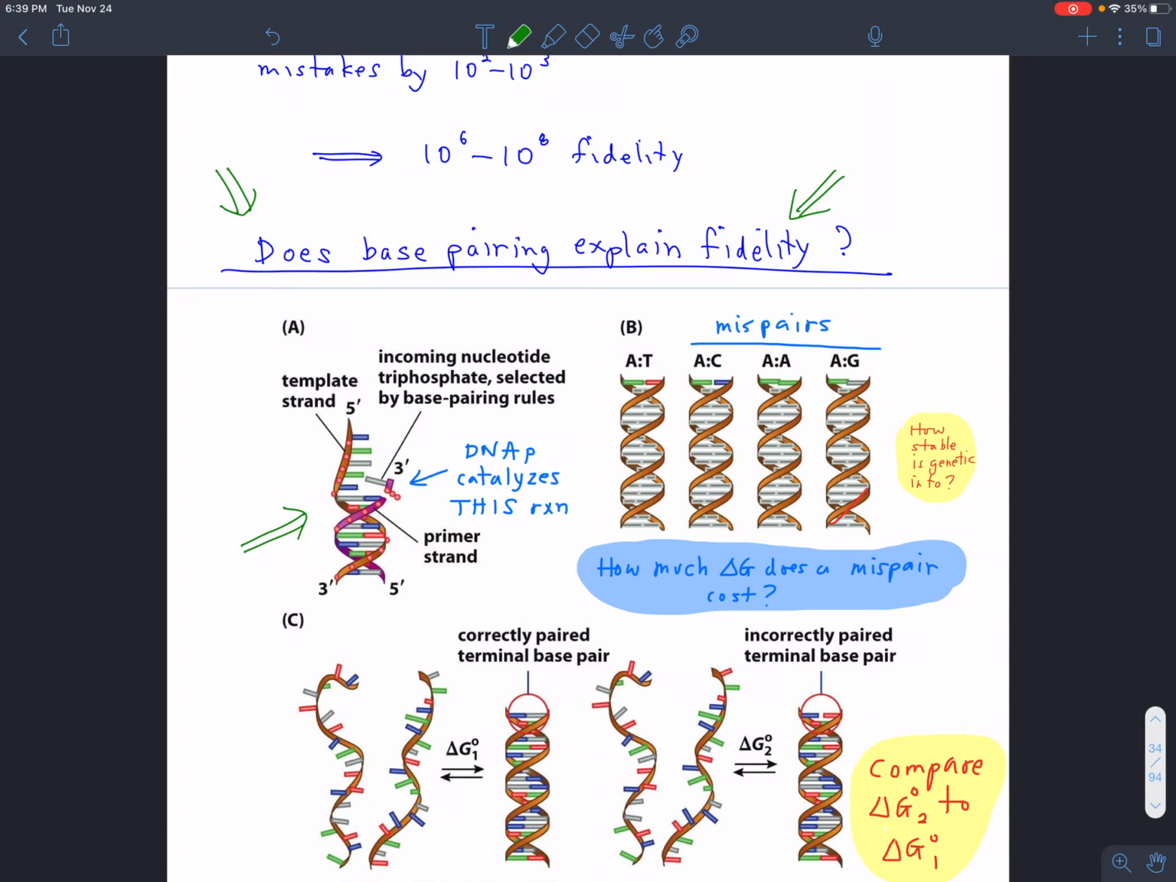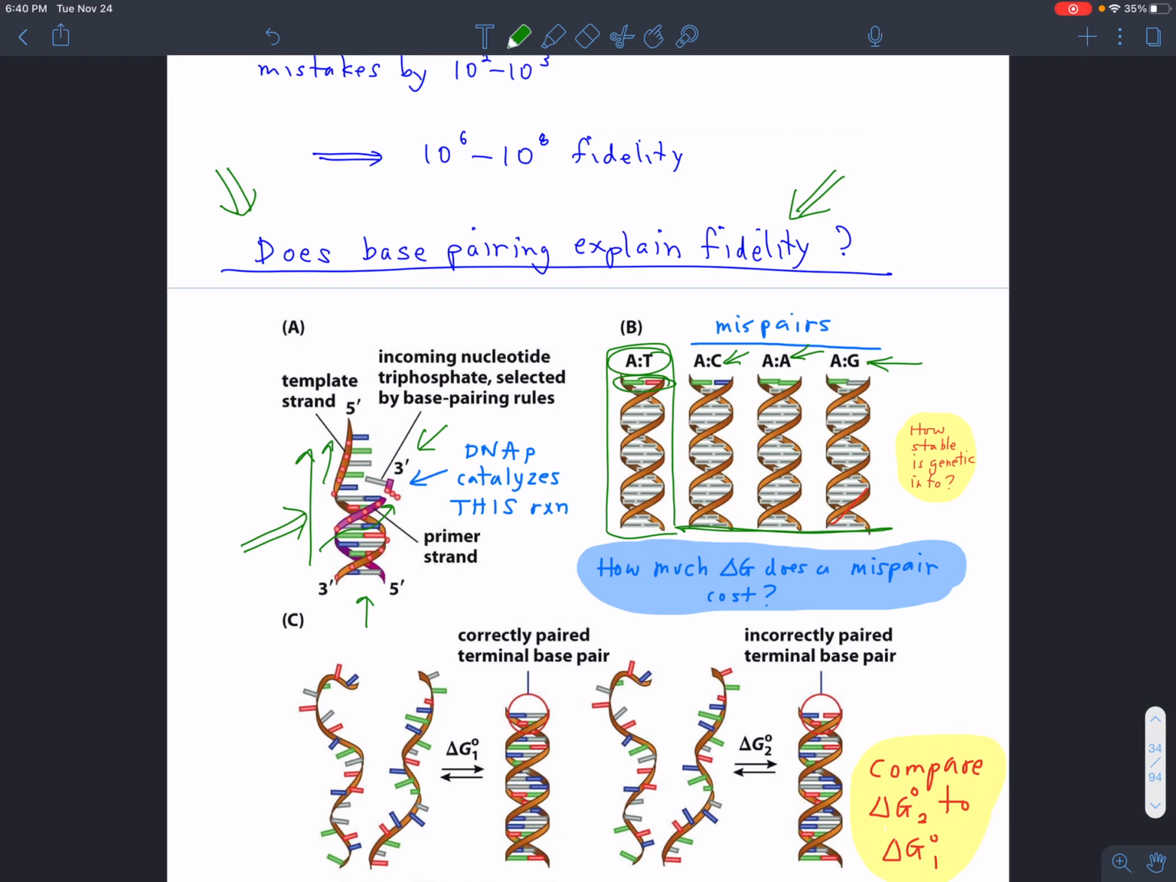reaction that's taking place, right? You've got a growing DNA, here's the template strand, here's the primer strand going around, and you're adding a new NTP. If that NTP is correct, then you're going to get something like this, right? You're going to get an AT base pair at this last position. But if it's incorrect, then you're going to get something like one of these guys out here, an AC mispair, an AA mispair, an AG mispair. Those are mutations if we leave them in place.